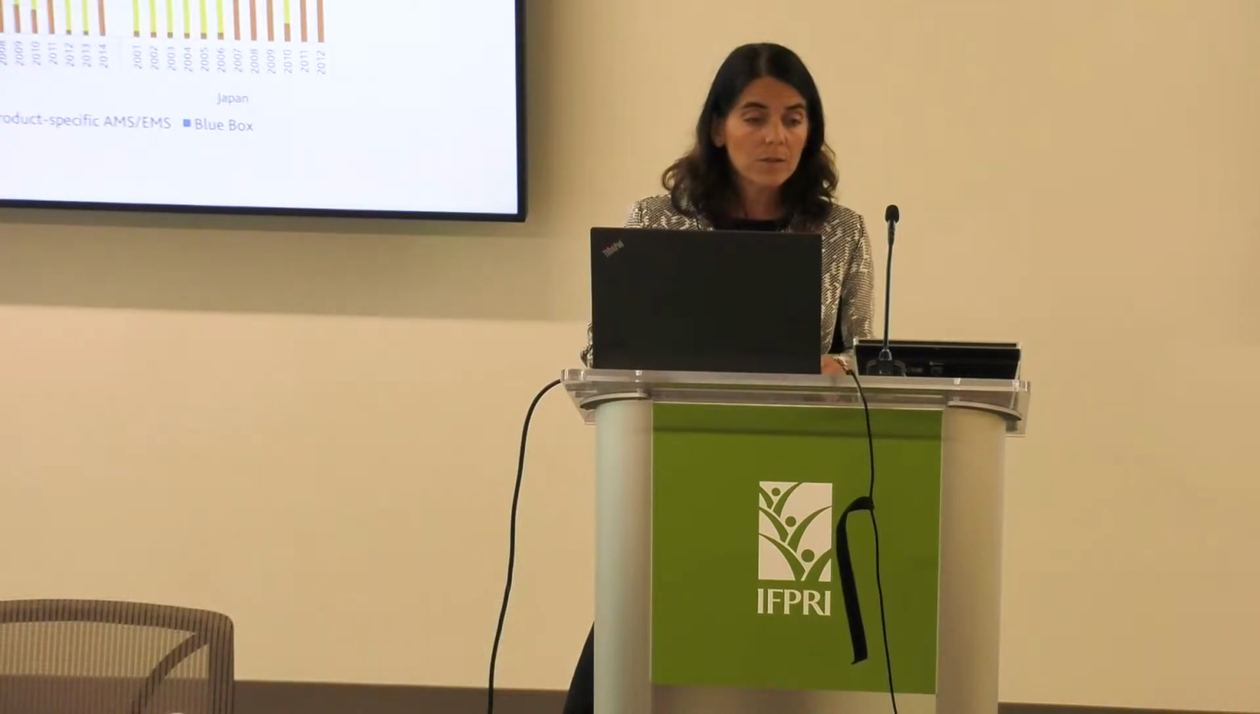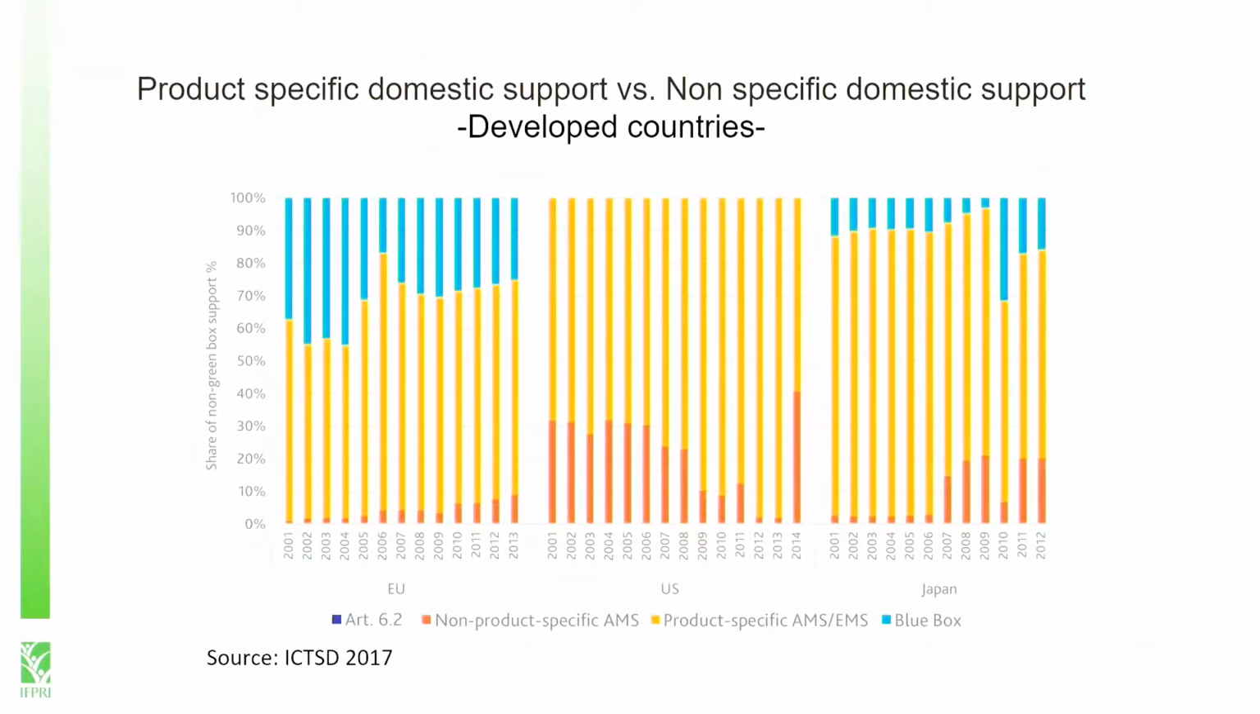Something else that we need to look at in domestic support is how developed and developing countries give that support. And in this graph, we see only the three developed countries that we've seen before.